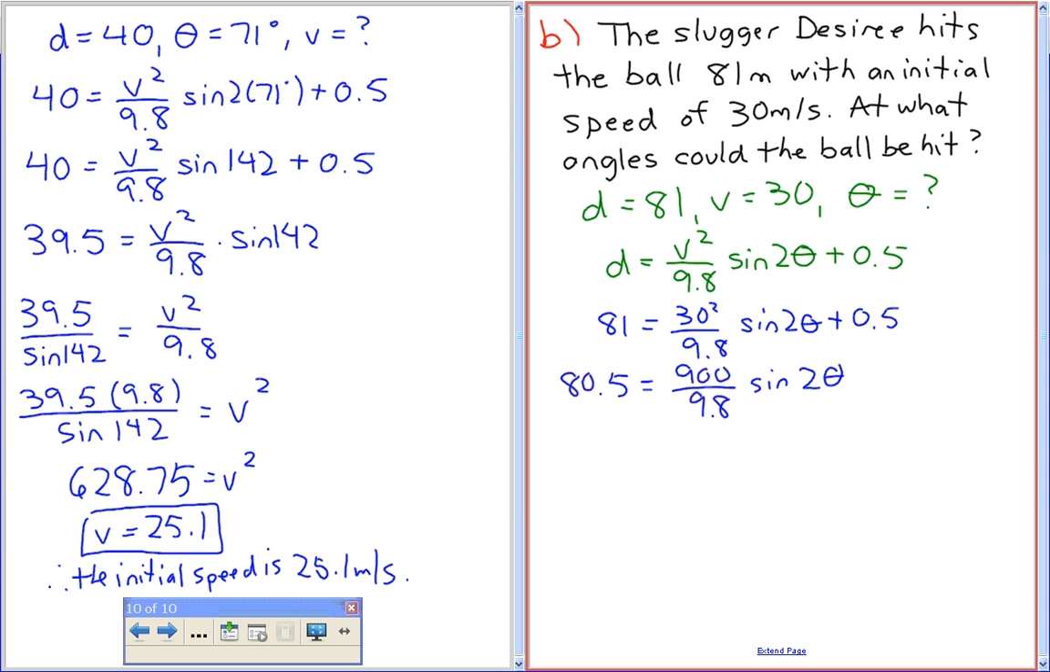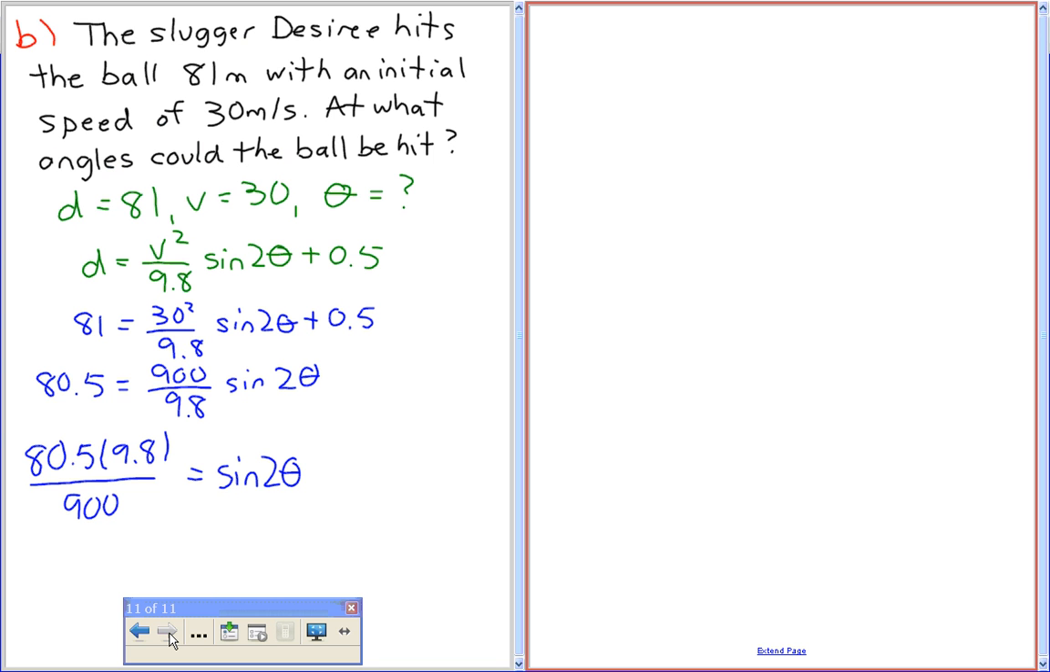Okay, so she said bring over the 9.8, so it's going to turn to 80.5 times 9.8, and I'm also going to divide that by 900. You can do that in 2 steps if you need to. Okay, right, but I just did it in 1. So again, the 9.8 comes to the top, the 900 comes to the bottom.